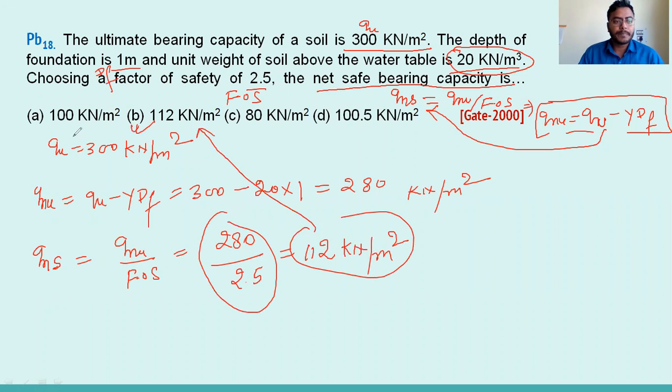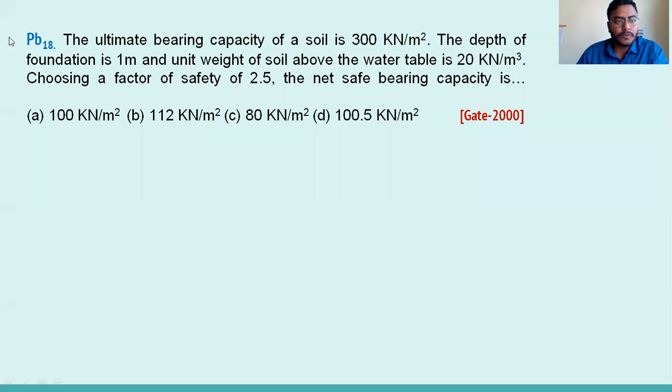See, in this question, the ultimate bearing capacity of soil was directly given. In other questions, you will see that the ultimate bearing capacity of soil is not directly given. In that case, what will you do? You will calculate it using Terzaghi's bearing capacity theory for the different shapes, and for that we need some more data, which will be given in the question, right? Here this value is directly given, so this question is very, very easy. So let's go for the next question.